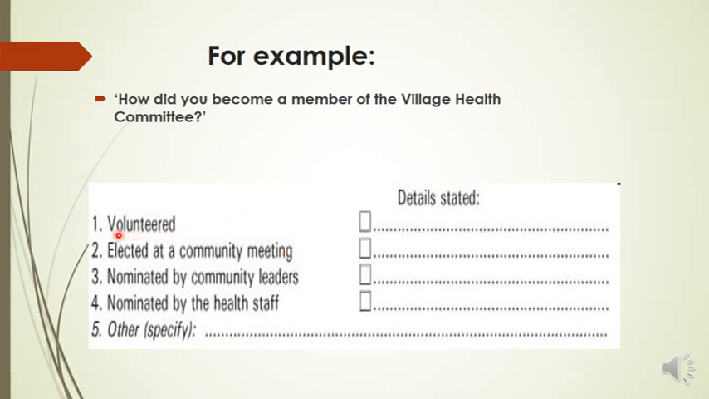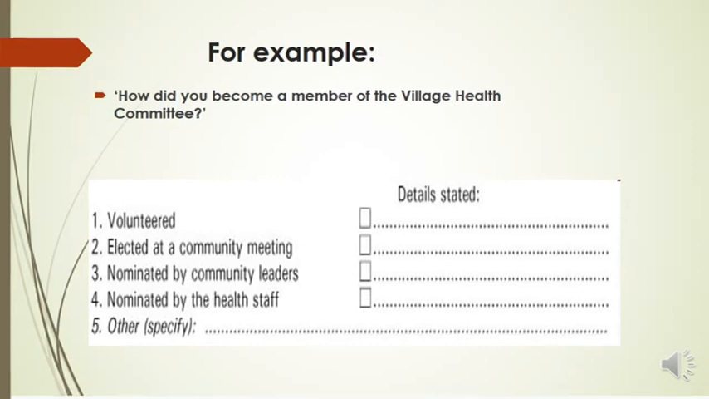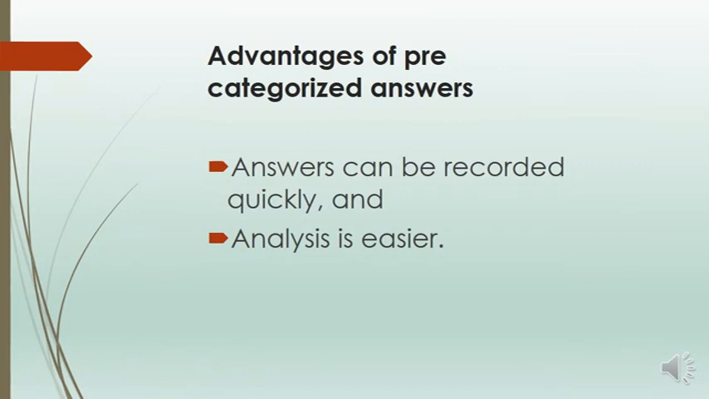You can provide the respondent in oral form the following choices. And next to each of the choices, you provide a space for the respondent to give you more details, which you will record in written form. There are advantages of pre-categorized answers. Answers can be recorded quickly and analysis is easier.